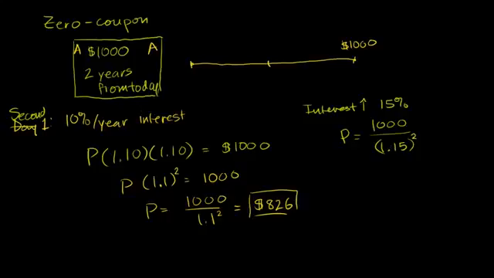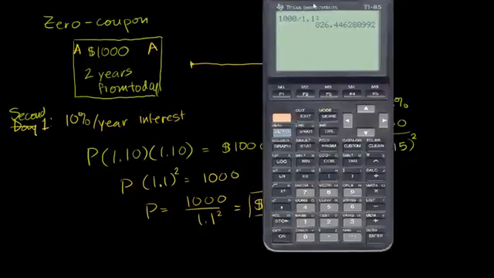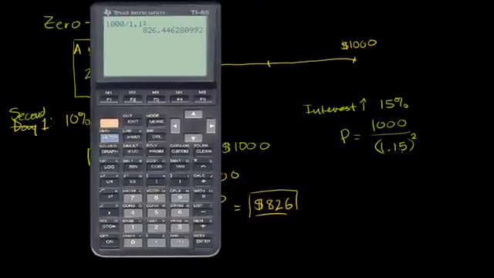Bring out the calculator. I think you have a sense. We have a larger number now in the denominator, so the price is going to go down. So let's actually calculate the math. $1,000 divided by 1.15 squared is equal to $756, give or take a little bit.